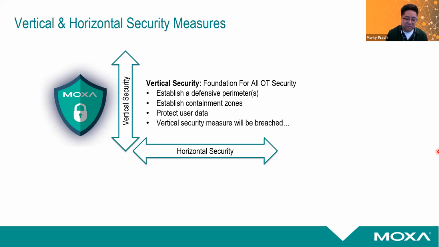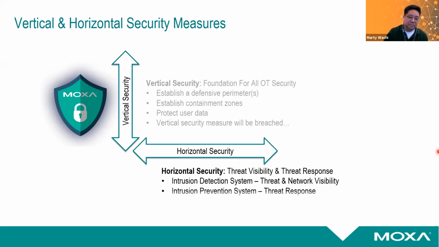At some point, though, those defenses are going to be breached, and then what do you do? This is where horizontal security comes in, and this is really what we'll spend the majority of the last session, coming up in a couple weeks, on. It's really about that threat visibility and threat response that complements the vertical security that many of you have probably already implemented. Here we'll be talking a little bit about intrusion detection systems, intrusion prevention systems, and virtual patching to protect some of your critical assets.